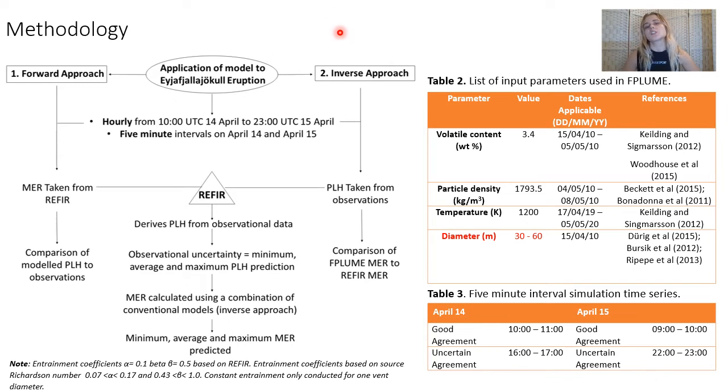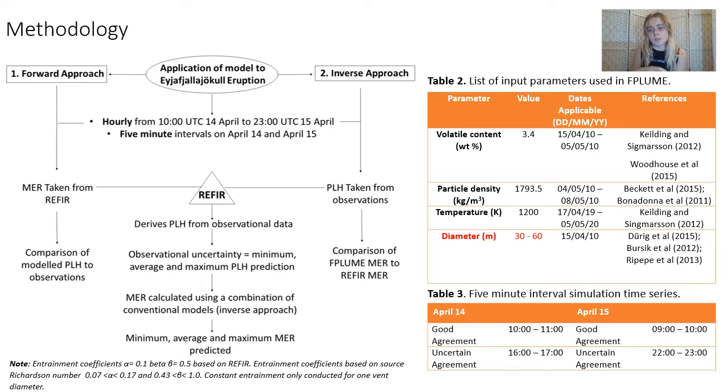So plume height observations were taken from C-band radar at Keflavik Airport. These observations were input into REFER software, and a minimum, average and maximum plume height was estimated based on observational uncertainties. The minimum, average and maximum plume height was then input into both REFER and F-plume models to back calculate a minimum, average and maximum mass eruption rate for the 2010 Eyjafjallajokull eruption. So this was conducted hourly from 10 o'clock on the 14th of April to 11 o'clock on the 15th of April, and at 5-minute intervals from April 14th to April 15th.